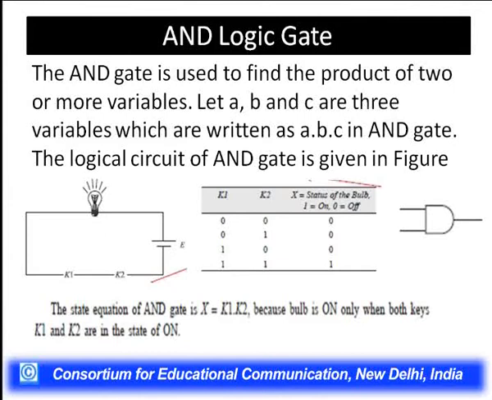If both keys are 1 1, means both closed, the circuit is completed, and in that case the bulb will be on, so 1. So this is the truth table for the AND gate, and the symbol given here after the truth table will be used for the AND gate. The state equation of the AND gate is x equal to K1 dot K2, because the bulb is on only when both keys K1, K2 are in the on state.